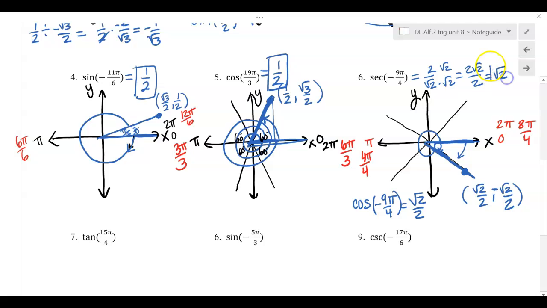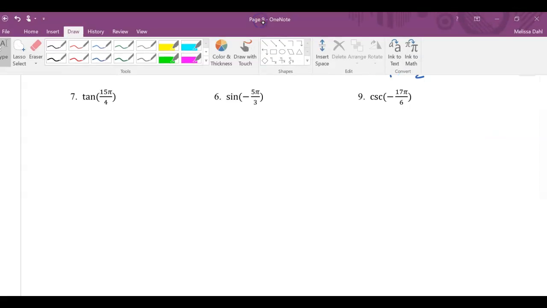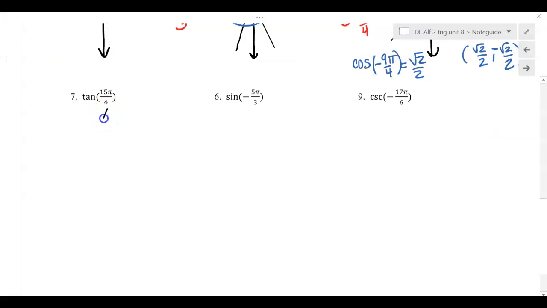Some of these, if you've done them enough times, I understand that you might know what the reciprocal is very quickly, but I'm just trying to be very thorough. All right, we're going to do 3 more. So the next one we're going to look at is the tangent of 15 pi over 4.